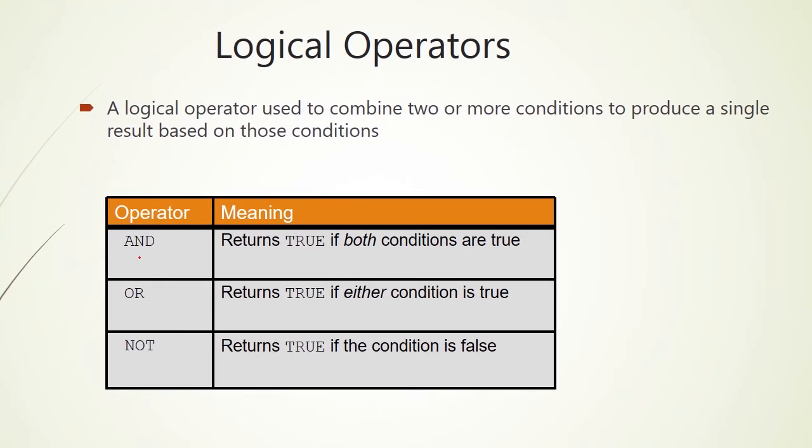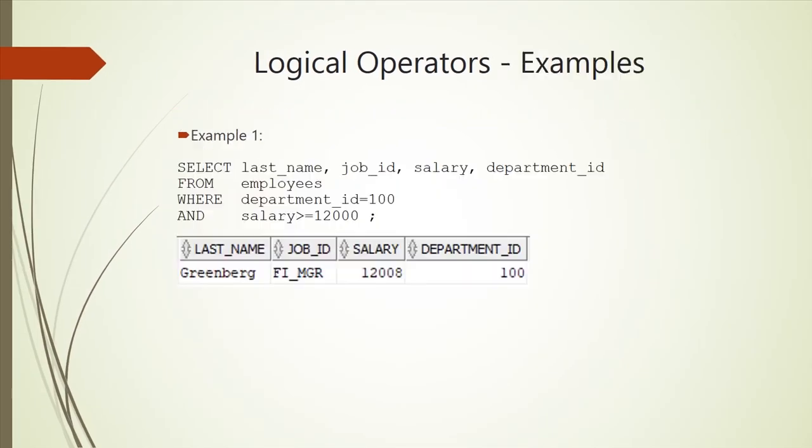We have the AND logical operator, which returns true if both conditions are true; the OR logical operator, which returns true if either condition is true; and the last logical operator is NOT, which returns true if the condition is false and returns false if the condition is true. Let's have a look at this example to understand how to use logical operators with the WHERE clause.